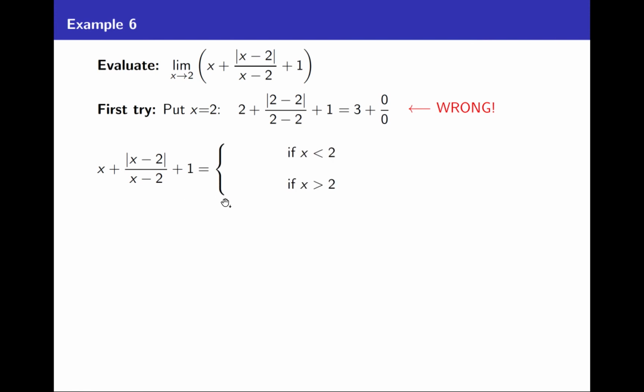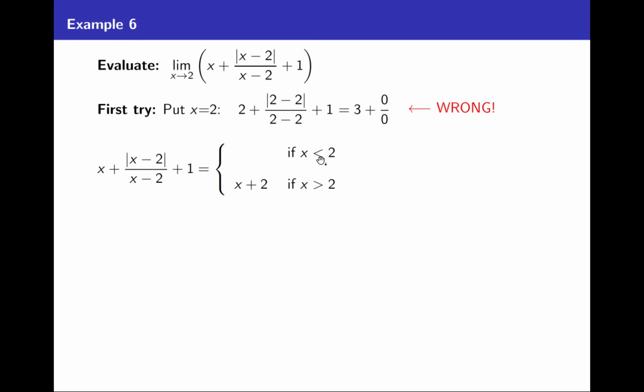We have really a piecewise function. It's going to work out differently depending on whether x is less than 2 or greater than 2. Now I said if x is greater than 2, then the absolute value of x minus 2 is positive. So the absolute value is doing nothing. You can just drop the brackets, and you get x minus 2 divided by x minus 2, which is just 1. So this works out to be x plus 1 plus 1, which is x plus 2.